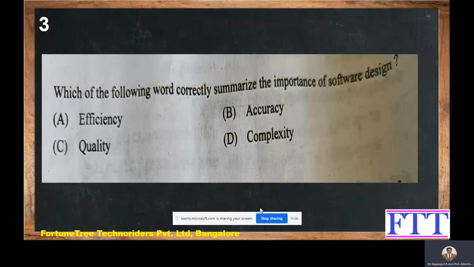Which of the following words correctly summarizes the importance of a software design? Option A, efficiency. Option B, accuracy. Option C, quality. Option D, complexity. So the right answer is C, quality. So we'll move to the fourth one.